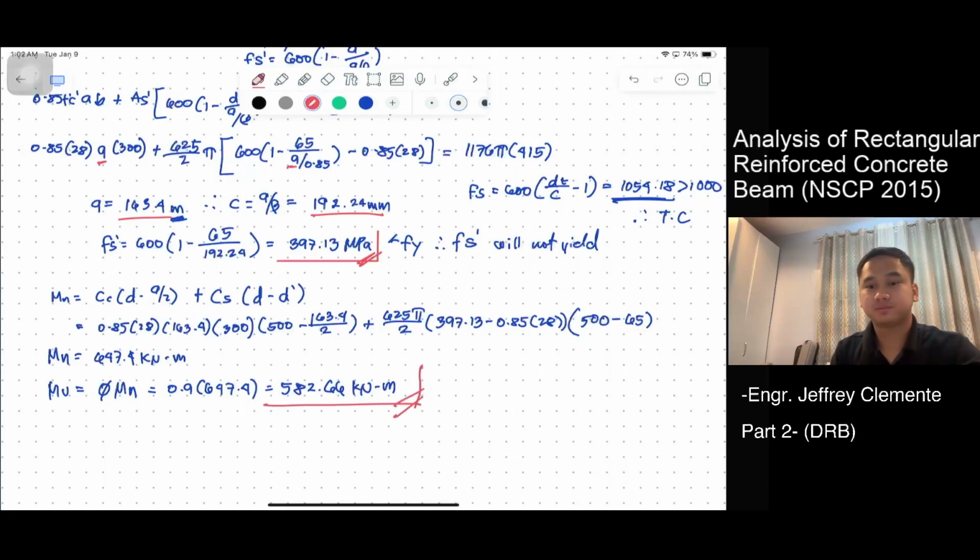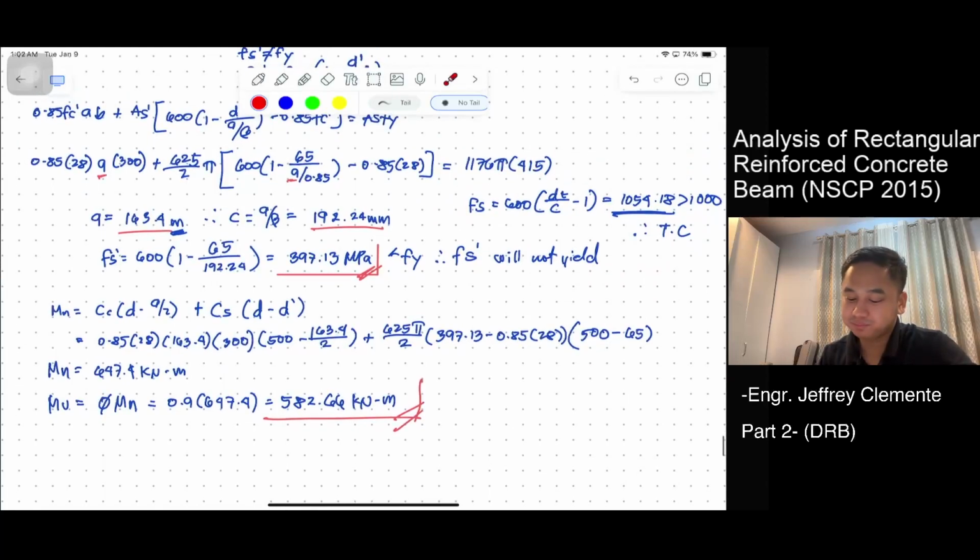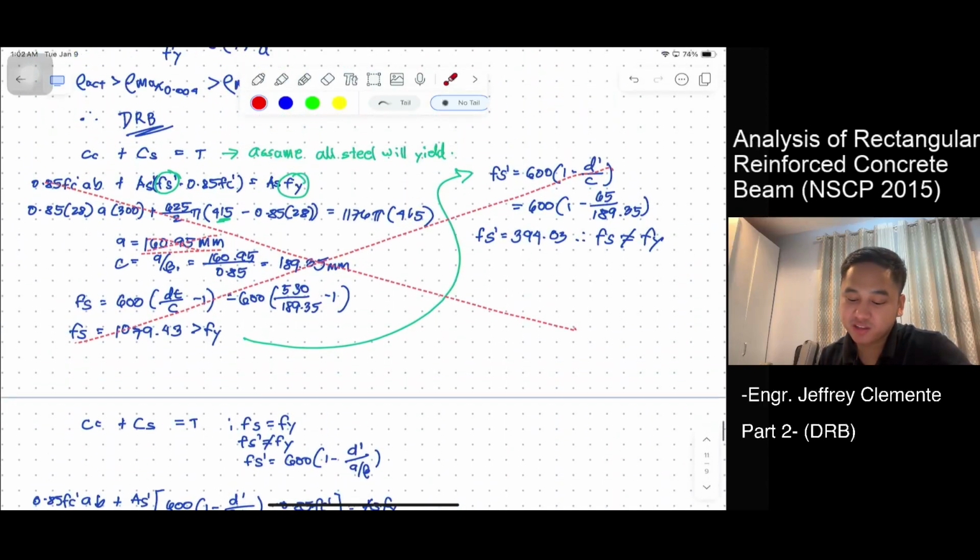Okay? So etong pagkuha ng Fs na to, pwede hindi natin siya kunin dahil hindi naman siya tinatanong eh, 'di ba? We just have to know kung nag-yield ba talaga siya o hindi. Okay? In this case kasi tinatanong yung Fs prime. Kaya sinolve pa natin Fs prime. Pero ganun pa man, mali kasi assumption natin dito sa una. Kaya pinahanap din sa atin ngayon.